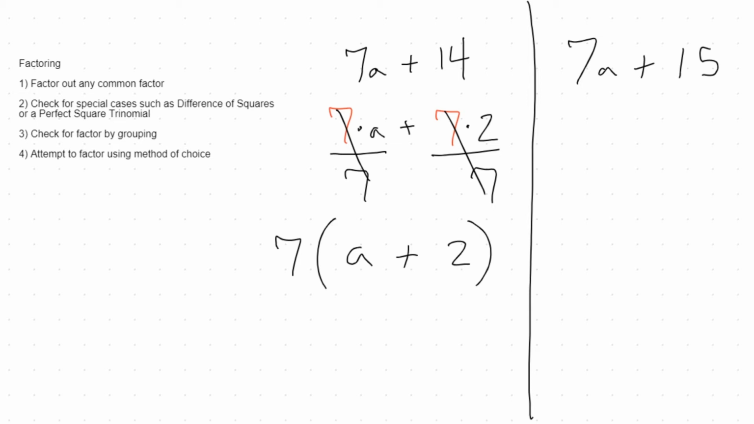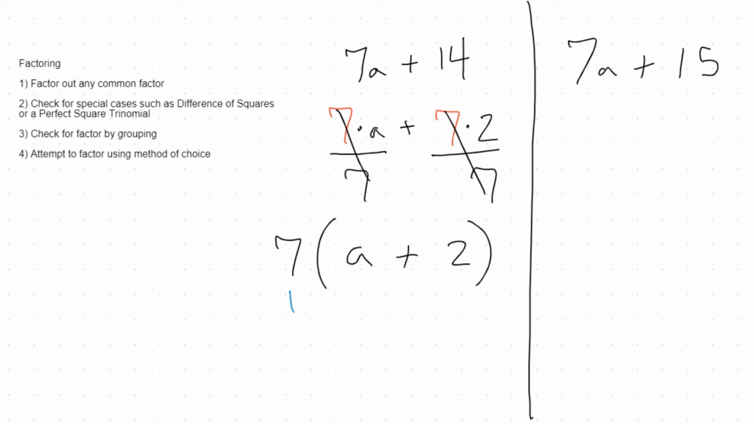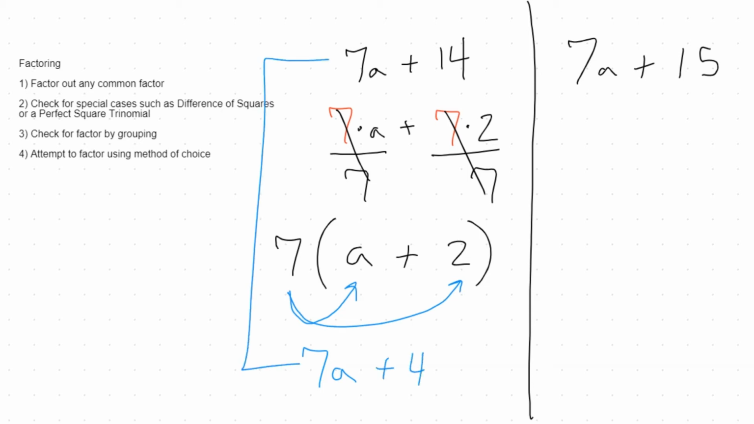Now I know this is right because by using the distribution property, if we distributed 7 times each of these terms, that's going to give us 7a. And then if we distributed 7 to the 2, that's going to give us plus 14, which is what we started with. And so that's going to be correct. All right, so that is now factored. Does it always factor? Well, let's look at the next scenario.